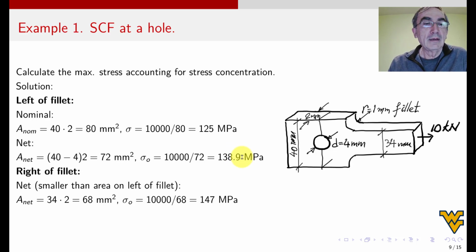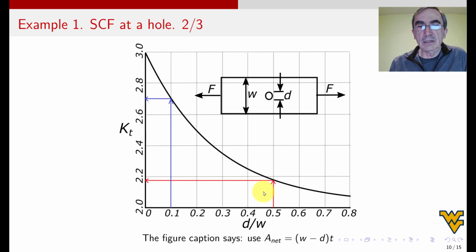It doesn't grow enough. Now, on right of the fillet, this will be, for example, 2 really. The net area is a smaller area, which is on this side. So basically it's easy, 34 times 2, and that gives a stress of 147. Okay, so that's to differentiate between nominal and net. We got that. And so then this chart you've seen already. And it's just that now we have to enter here, as you see in the next picture. Yes, the figure caption says use A net, which is W minus D multiplied by T.